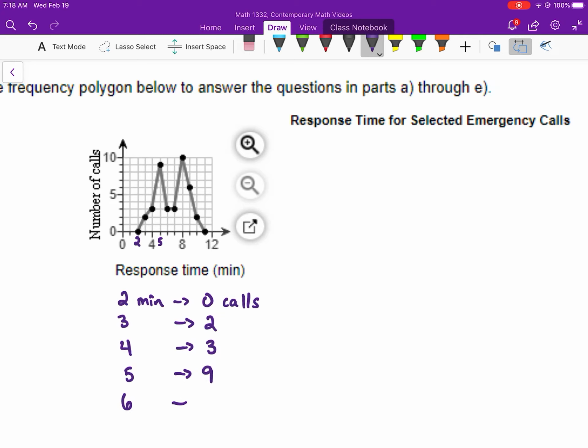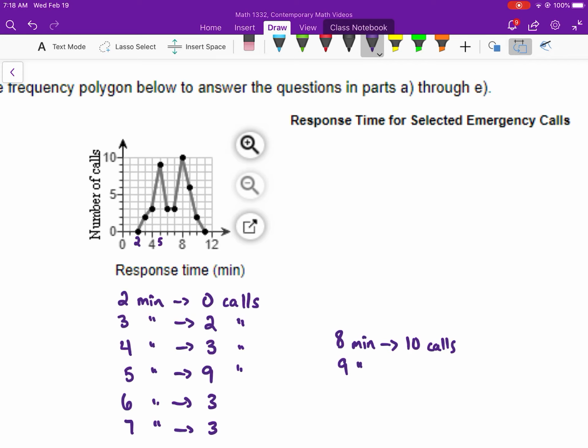Back to the 6-minute mark. It looks like 6 is at 3. Now the 7-minute mark is exactly the same as 6, so 6 minutes and 7 minutes were exactly the same at 3 calls. At the 8-minute mark, I don't want to zoom out quite yet, so I'm going to write it over here to the side. At 8 minutes, it looks like it jumps up to 10 calls.